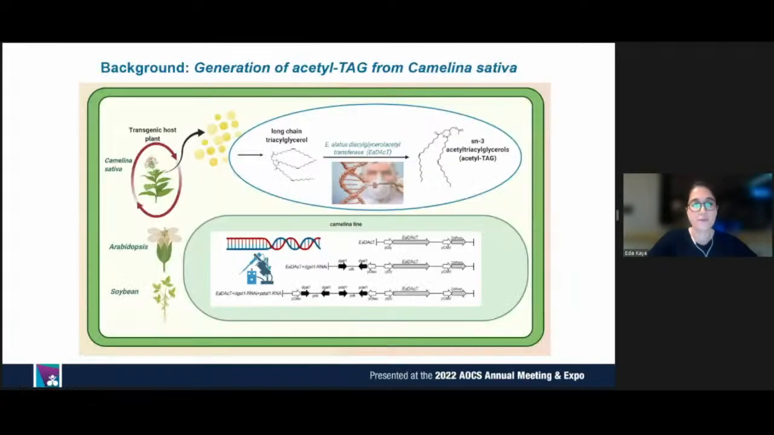So what is acetyl TAG that you can see in my poster and what is its importance? As you can see on the left side of the figure, Camelina sativa, Arabidopsis, and soybean are host plants that can be transformed to modify the oil composition in their transgenic lines. But today I will be focusing on Camelina sativa, which is transgenically engineered using the enzyme from Euonymus alatus, the acylglycerol acetyltransferase, to form sn-3 acetate position acetyl TAG structures. You can see the steps on the bottom side of the figure as well.